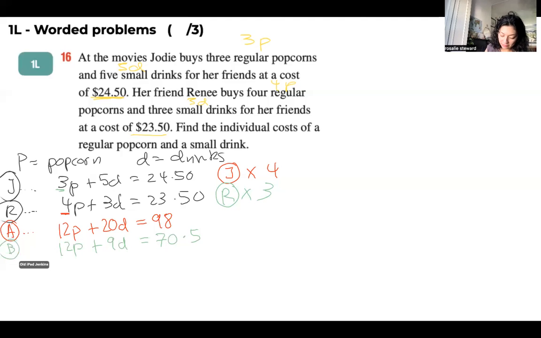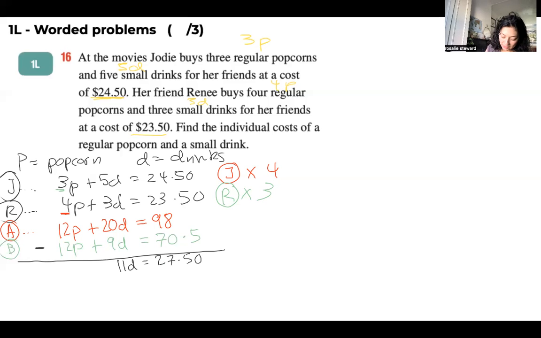And using our method from before, do you add, do you subtract? If they are the same sign, so both positive or both negative, then you subtract. So this way I'm going to subtract one from the other. So 12p minus 12p, 0. Great, that's exactly what we want to do. That was the whole point of messing around with that times 3 times 4. 20 minus 9 is 11. 98 minus $70.50 is $27.50. Okay, that was not too painful, I guess.